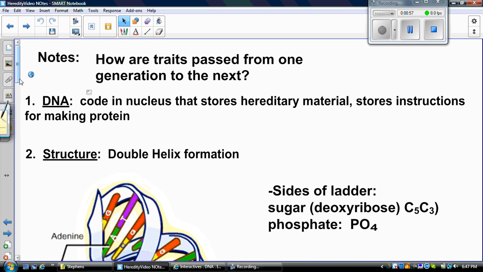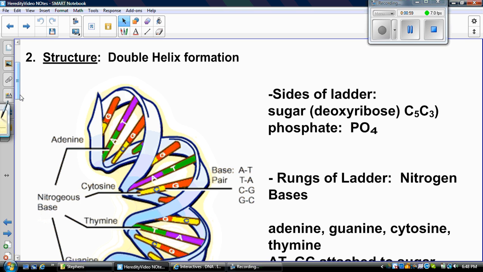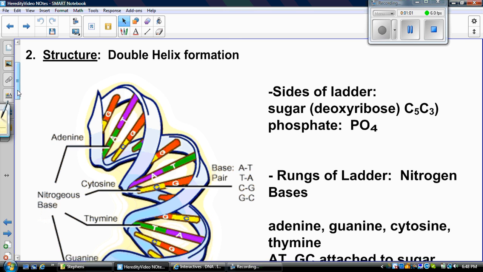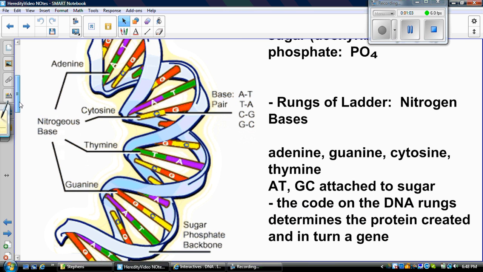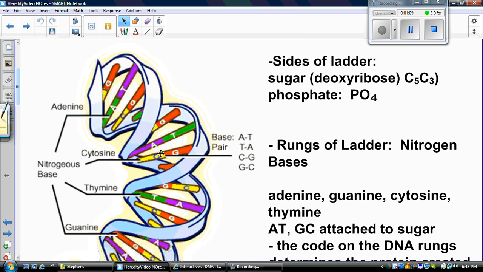So we're going to talk about the structure of DNA. The structure is a double helix. So basically it looks like a twisted ladder right here. Now, the sides of the ladder are made up of two chemicals, sugar and phosphate. The sugar is called deoxyribose.